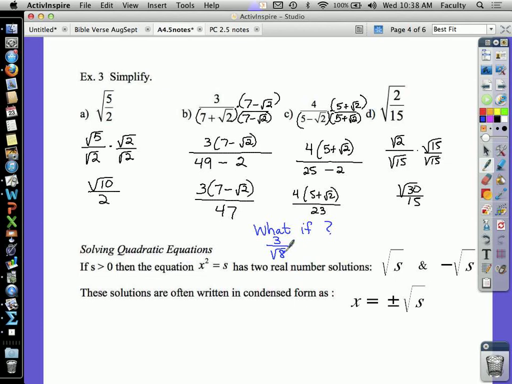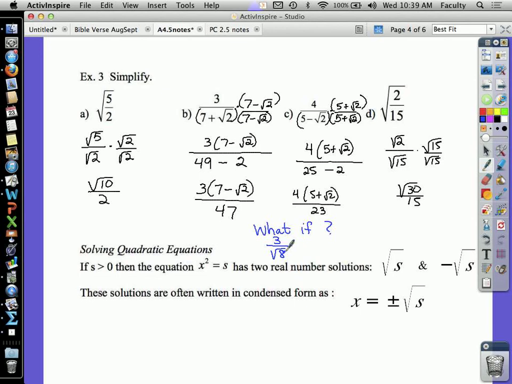Yeah, Carmen? You would still multiply by the square root of 8, so that the top would be 3 square root of 8 over 8. Okay, and that is one way to do it. You could still multiply by square root 8 over square root 8. However, we would have a problem, wouldn't we? What do you have with square root 8?